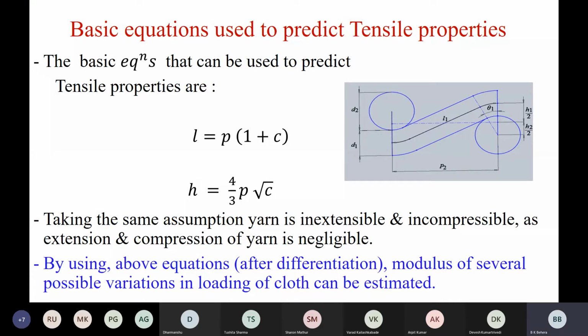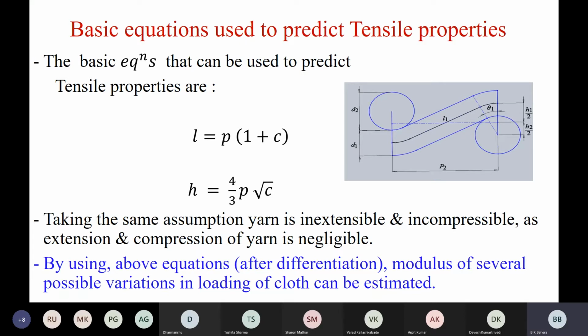Taking the same assumptions, that is, yarn is inextensible and incompressible, as extension and compression of yarn is negligible. We are assuming, just assumption, yarn is incompressible and inextensible. By using the above two equations, if you differentiate, meaning change in dimension and a small dimension, modulus of several possible variations in loading of cloth can be estimated.